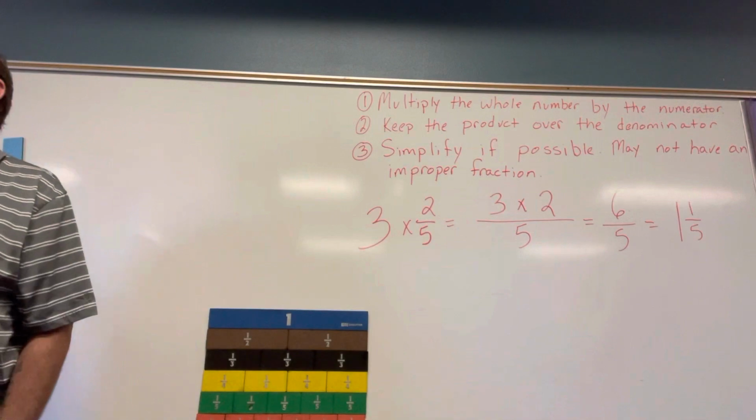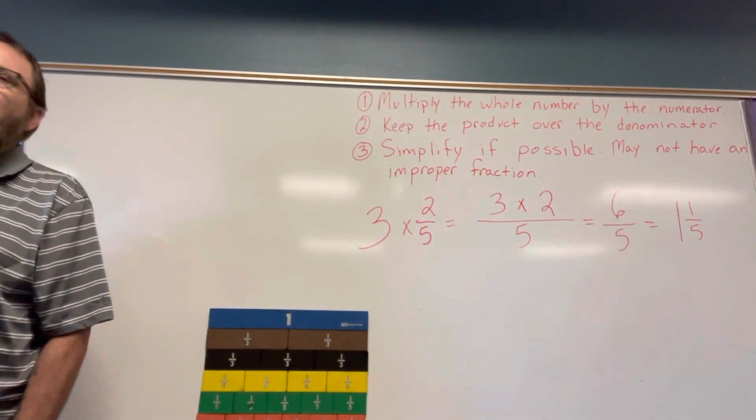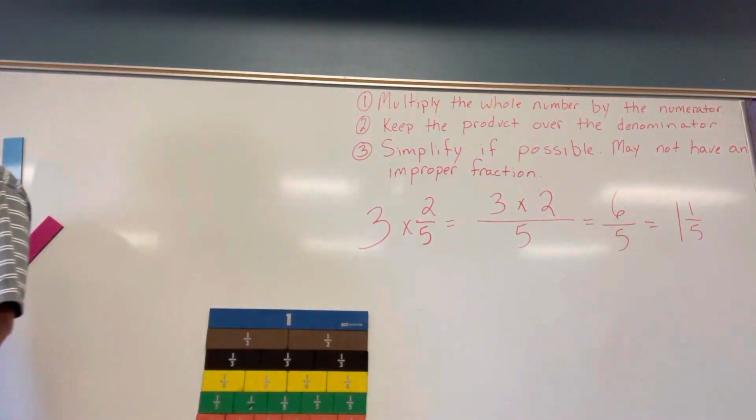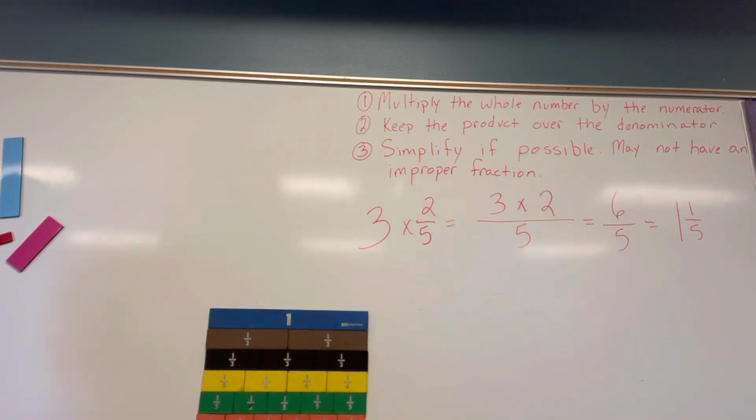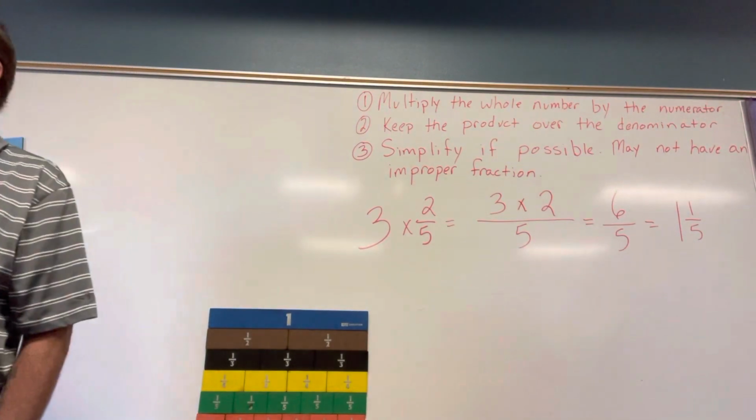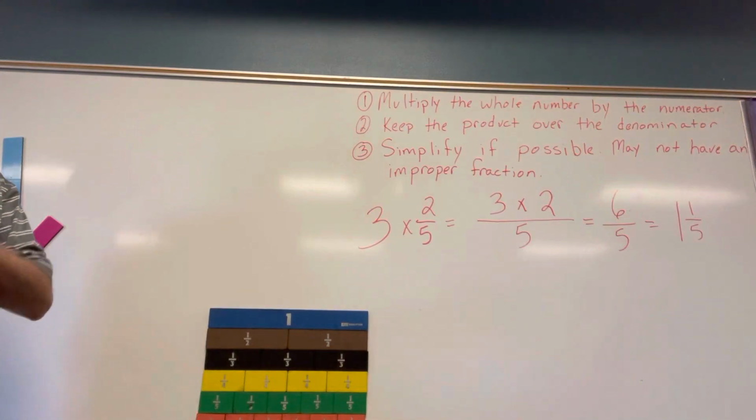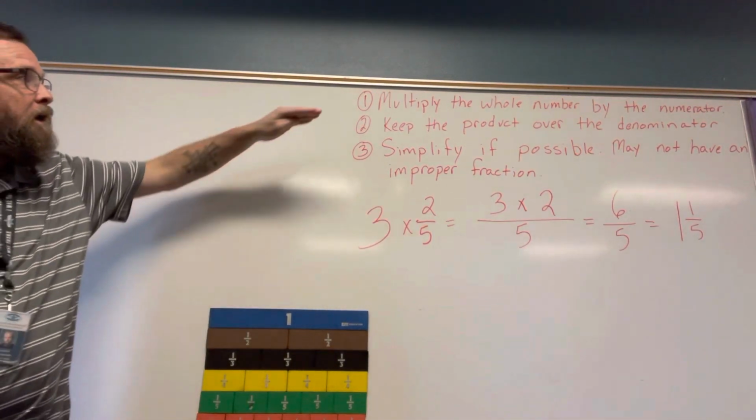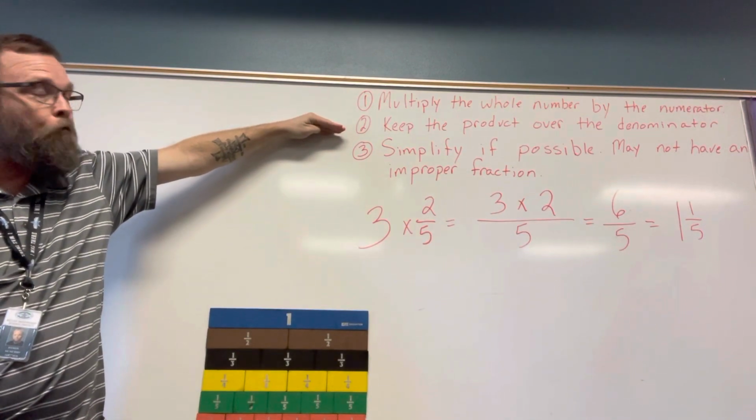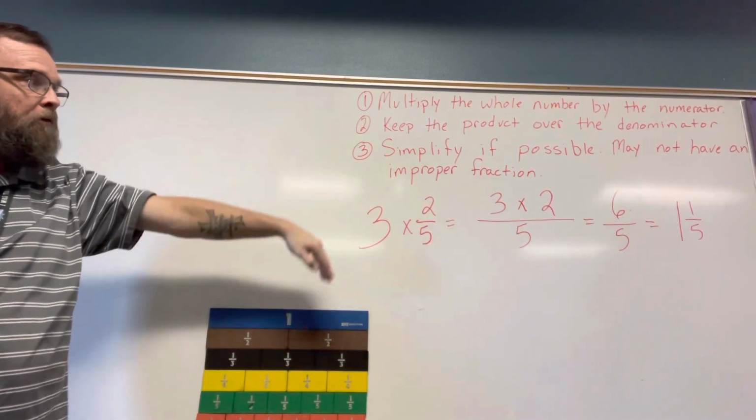Now, what we've done the last 2 days is called finding parts of a group. And our answers have always been whole numbers when we are finding parts of a group. When you're multiplying a fraction by a whole number, you're not always going to get whole numbers as your answer. So, I want you to remember these 3 steps. Multiply the whole number by the numerator, keep the product over the denominator, and simplify if possible. You may not have an improper fraction.